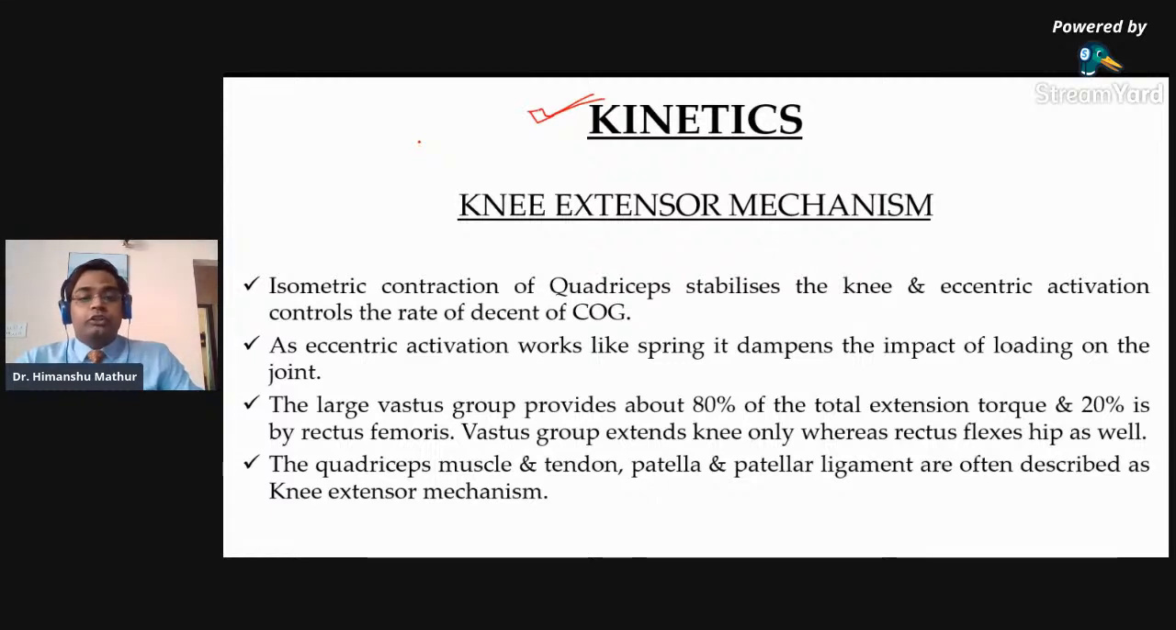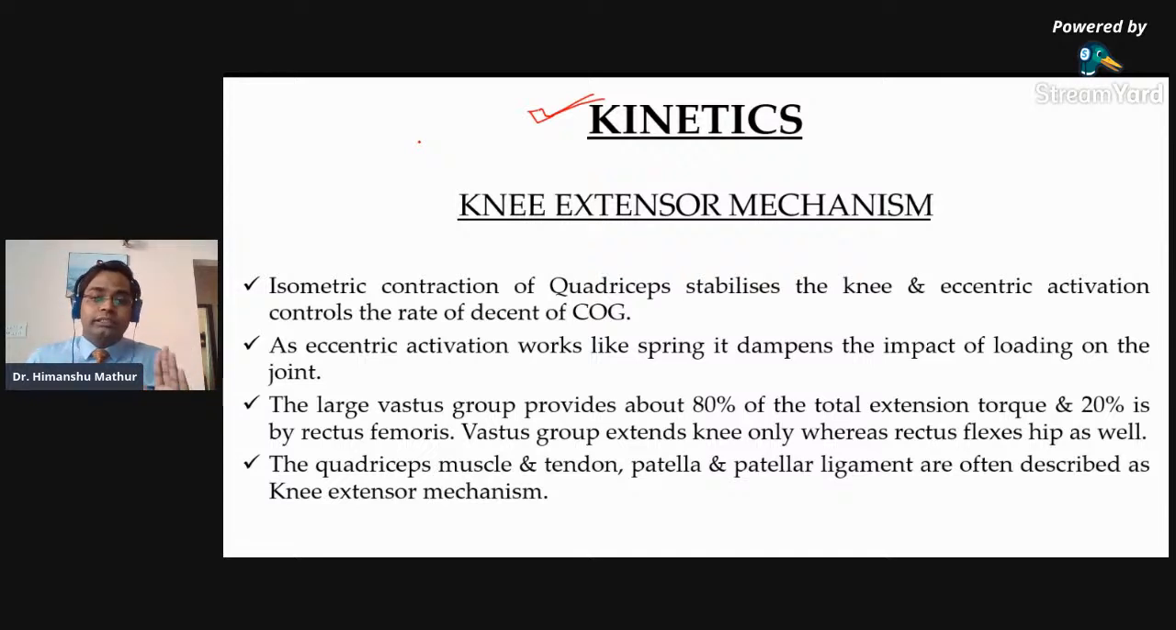The isometric contraction of the quadriceps stabilizes the knee, and eccentric activation controls the rate of descent. Always remember, just imagine one thing, the squatting position. I am getting down in squatting and coming up from squatting. Whenever I am coming up from squatting, it is the extension of the knee joint. If it is the extension of the knee joint, the primary extensor is the quadriceps. So the quadriceps will work concentrically. If the knee is coming back into extension, the quadriceps will work concentrically.